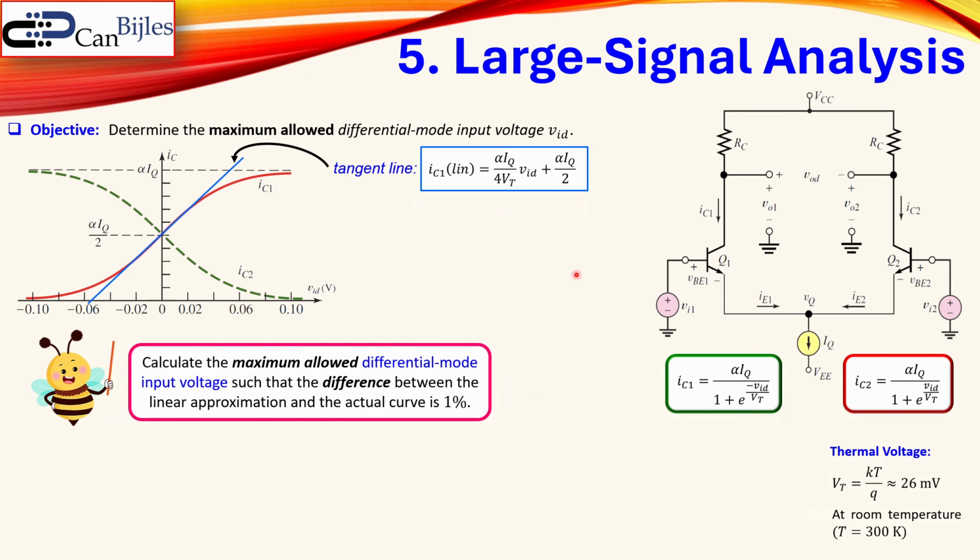So let's see that in more detail. Our tangent line we already have determined. This is now our tangent formula. This is the actual formula. So we will see how that difference is such that this is only 1%. Now we can also write this like so. We can take this alpha IQ out of it, because then we have this format. This is exactly the same as before. And now we can say, well, I need my linear formula minus the actual formula, divided by the actual, should be just 0.01. So I have to solve this equation.